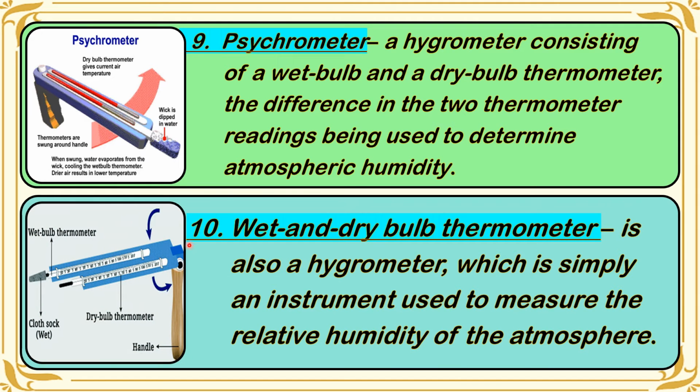And the last one is wet and dry bulb thermometer. So this is how wet and dry bulb thermometer looks like. It is also a hygrometer, which is simply an instrument used to measure the relative humidity of the atmosphere.